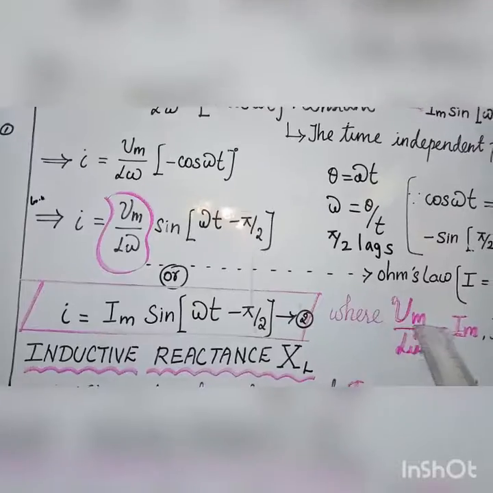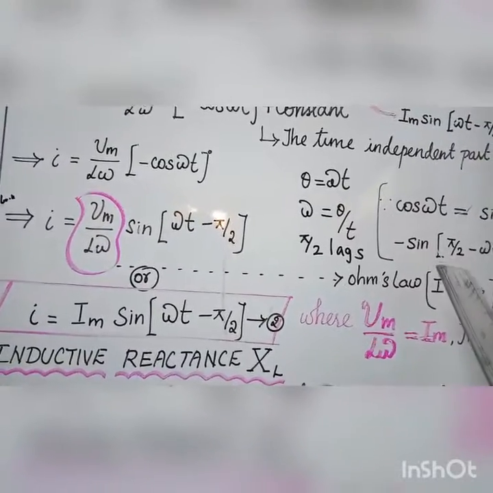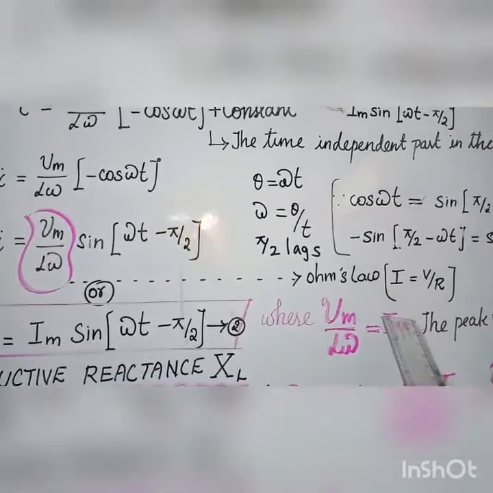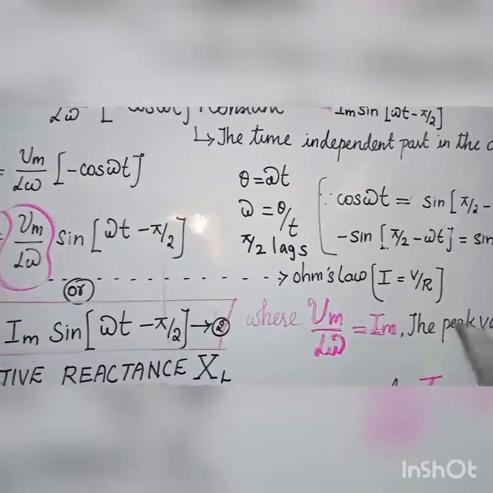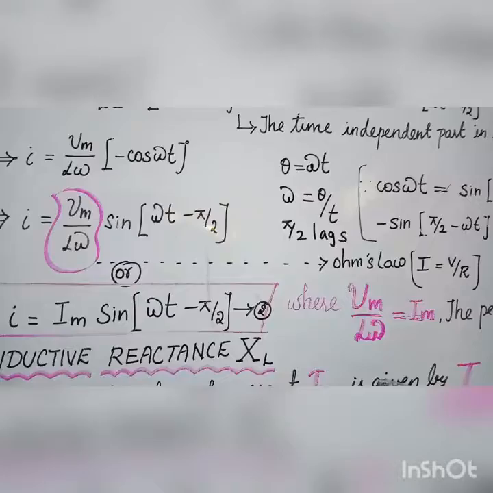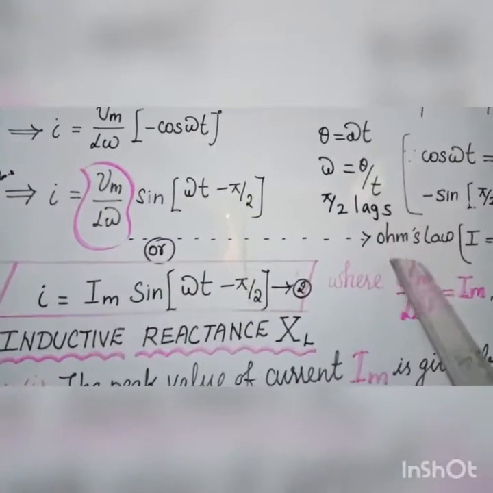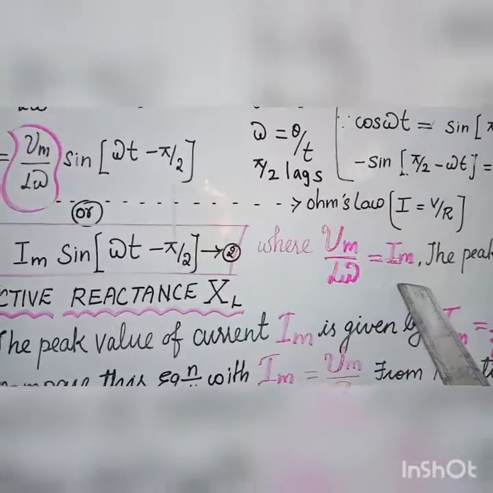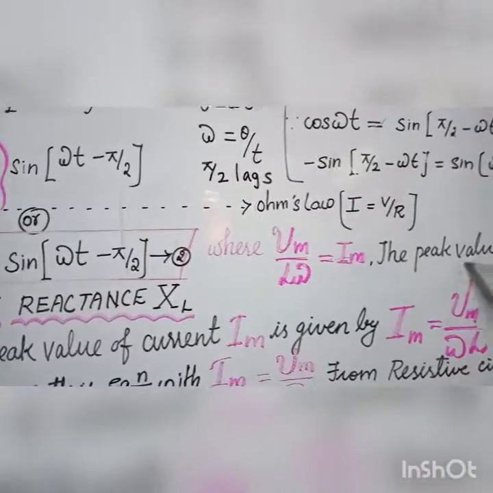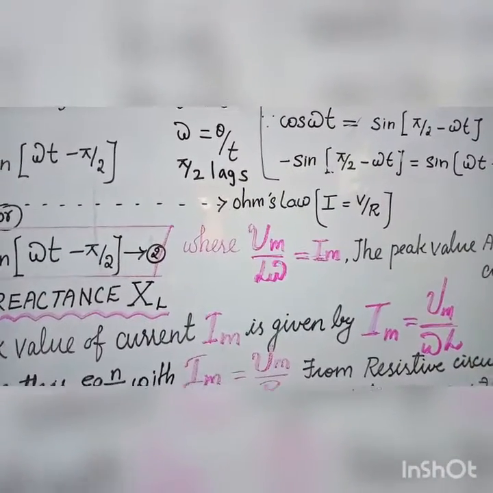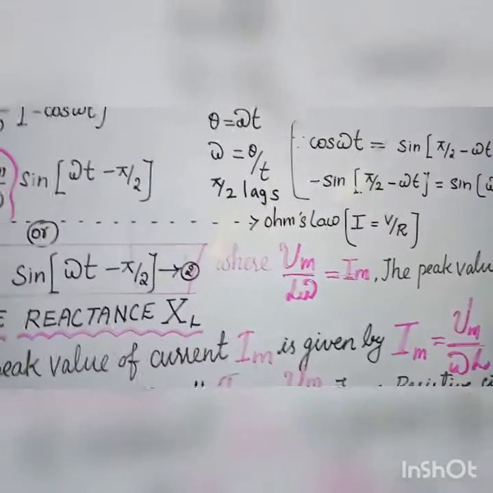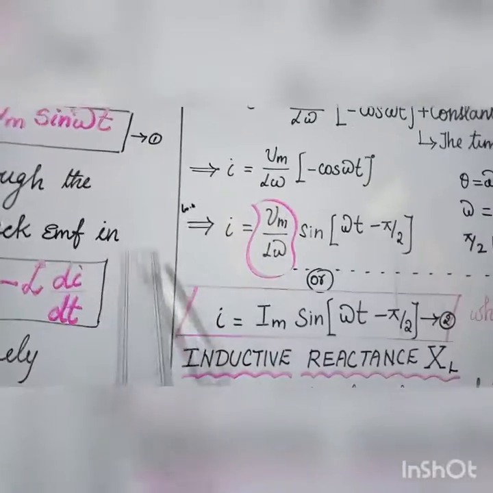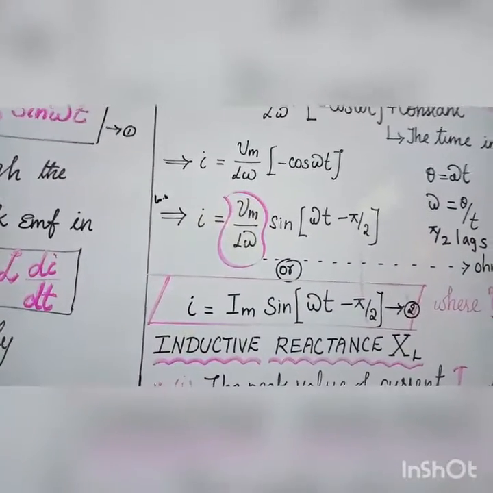Here the integration constant is independent of time. The voltage and current have only a time-independent part, so we can set the time-independent part of the current integration to 0. Now Vm divided by L omega is equal to the maximum current, the peak value of the alternating current in the circuit. From the equations, what is the first equation? Voltage. What is the second equation? Current.